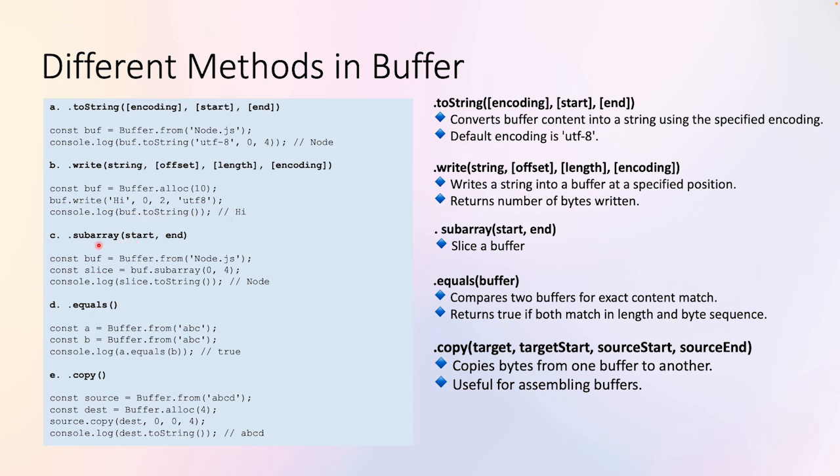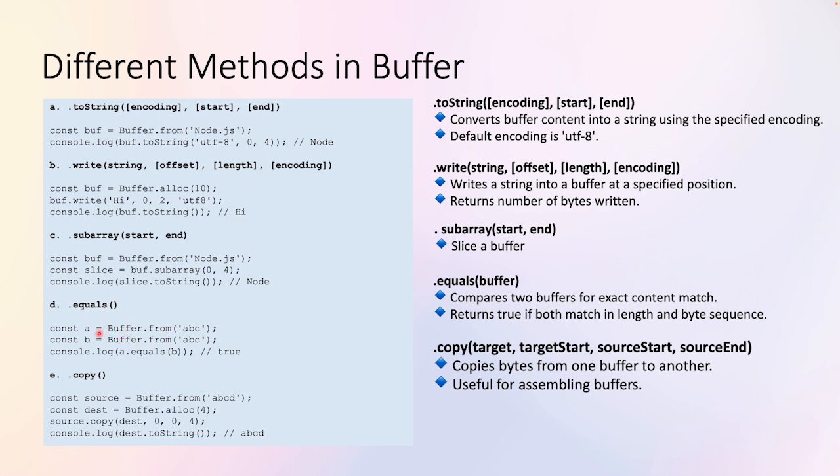Next, if I want to slice an array, I can use the method called subarray. Suppose I have stored Node.js in the buffer, and I want to slice or trim the values of the buffer. If I put start and end positions like 0 to 4, it would print node as output. Next, equals is used to compare two buffers.